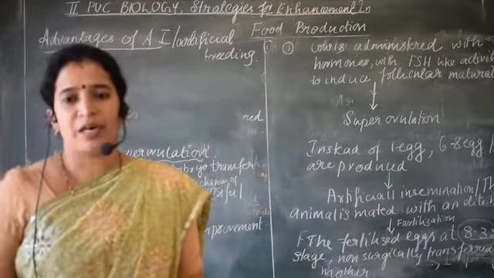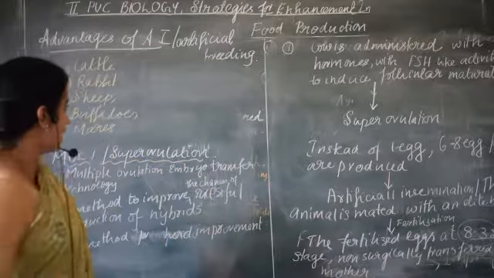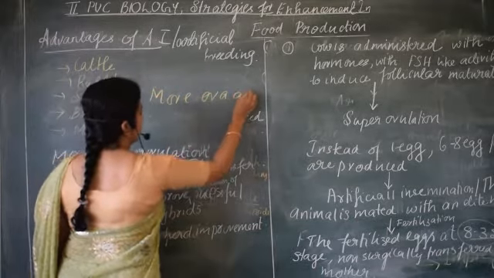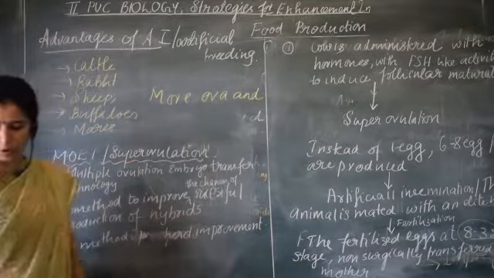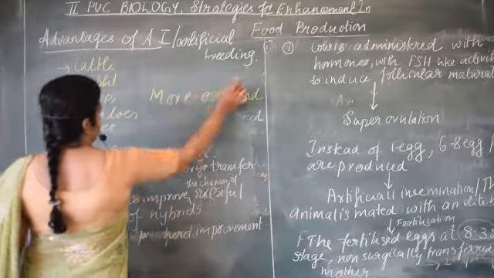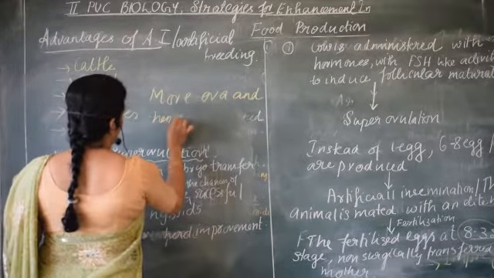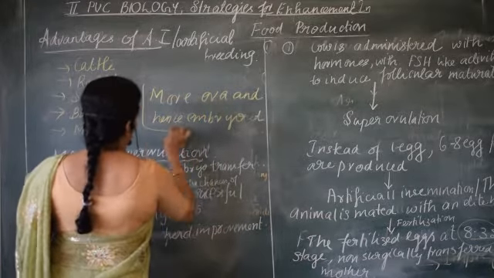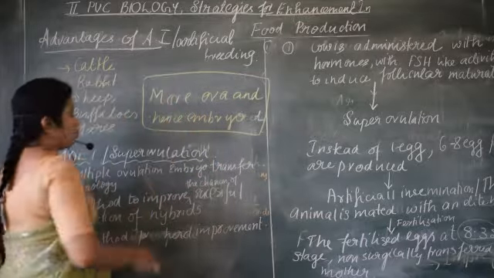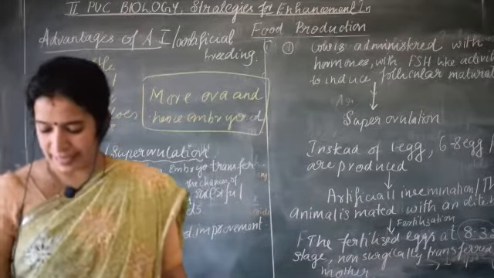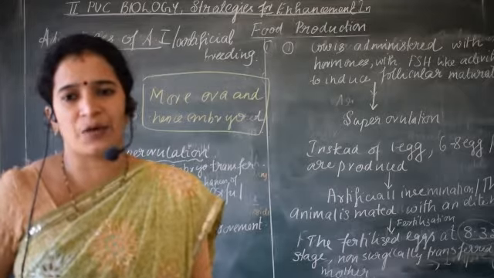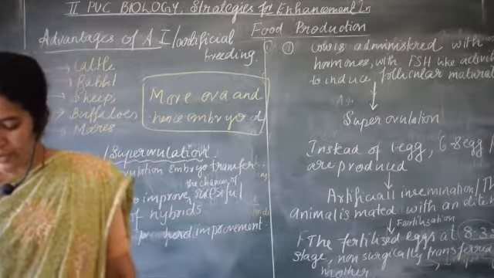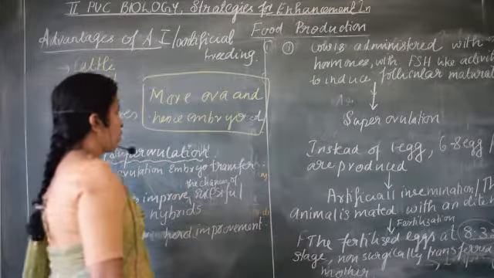So here the main advantage is that more ova, and what's the next? If there is more number of ova, hence more embryo. This is a technique used here. More number of ova is released, thereby more number of embryos are also released. So this embryo transfer technique, with surrogate mothers, helps to improve breeding. Okay, so that's all about the MOET.